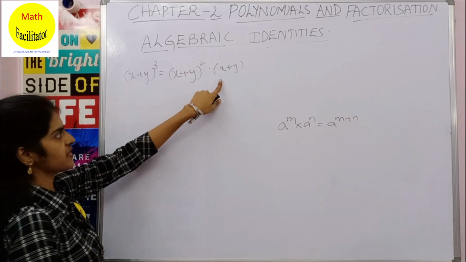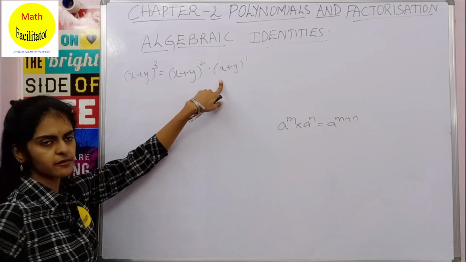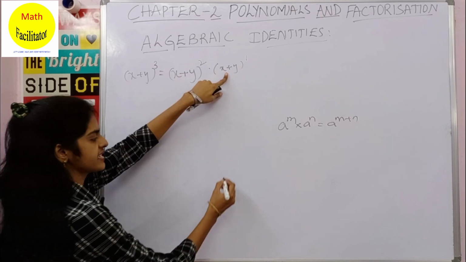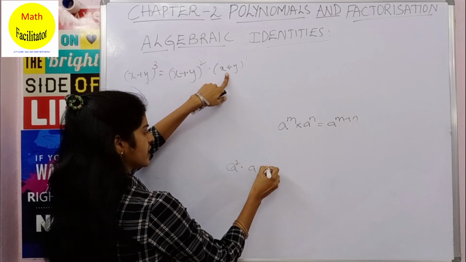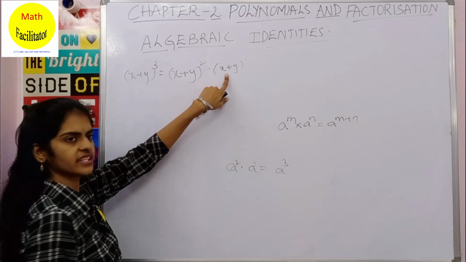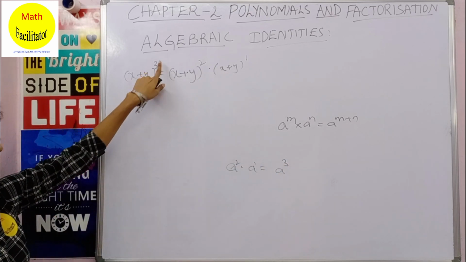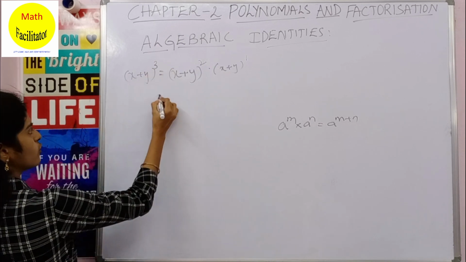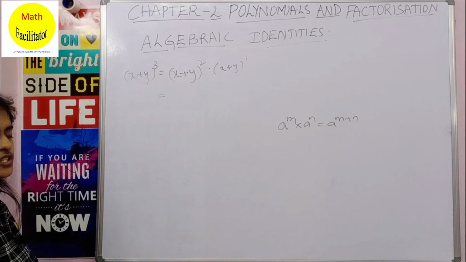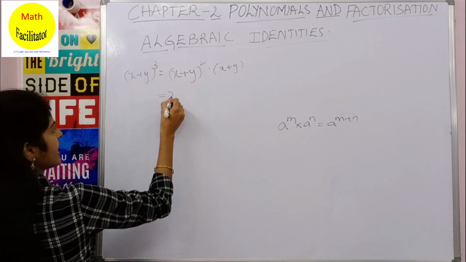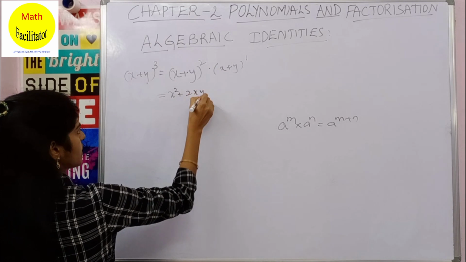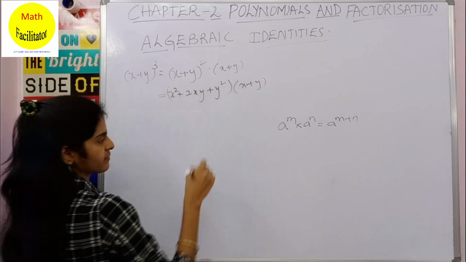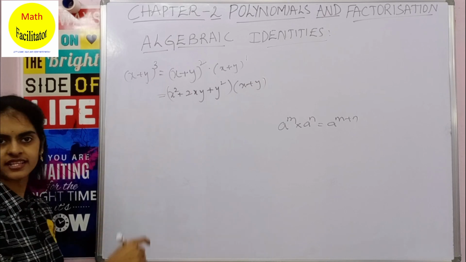Now x+y is nothing but (x+y) to the power 1. You can see it is like a square into a, and you can write it as a cube. So it is (x+y)^3. Clear? Using this, you already know the formula of (x+y)^2, which is x^2 + 2xy + y^2, and you have x+y.